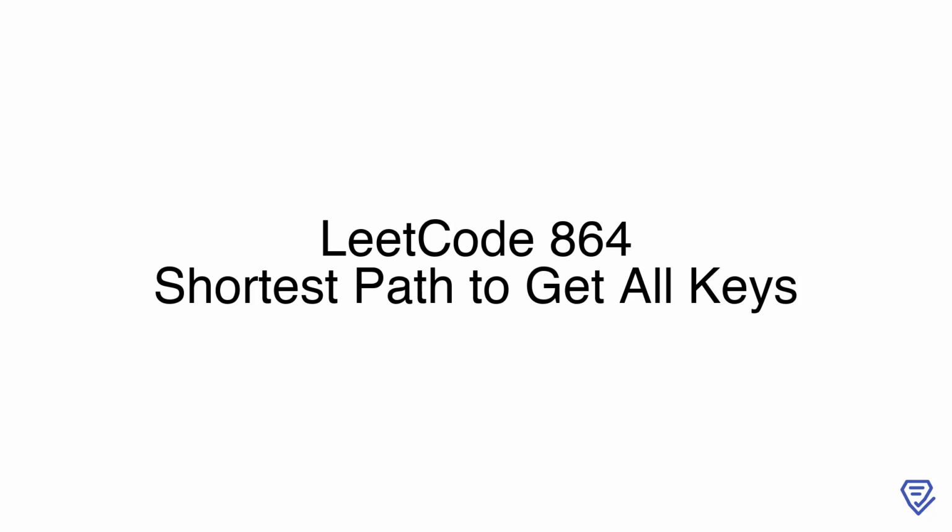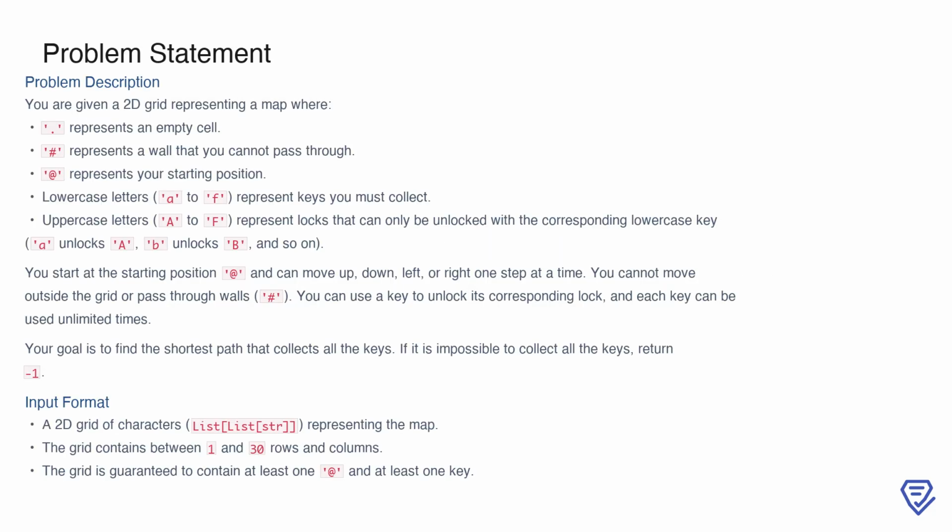Let's get started. In this problem, you are given a 2D grid that represents a map. Each cell in the grid has a specific meaning. A dot indicates an empty cell where you can move freely. A hash symbol, hashtag, is a wall that blocks your movement. The @ symbol marks your starting position. Lowercase letters, from a to f, represent keys that you must collect to unlock certain locks. Corresponding uppercase letters, A to F, represent those locks, where, for example, the key a unlocks the lock A.